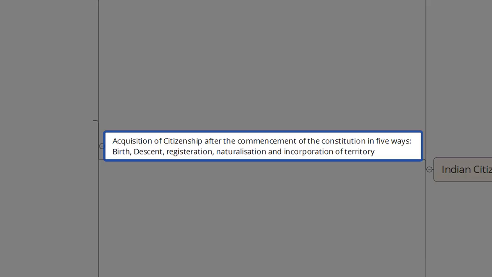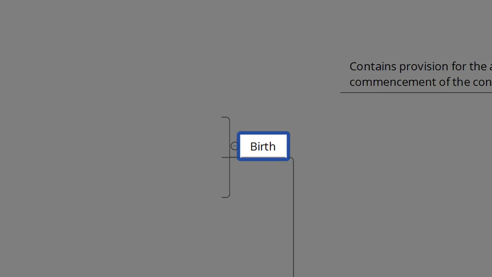So let's see in detail about the acquisition of citizenship after the commencement of the Constitution. It usually happens in 5 ways. That is birth, descent, registration, naturalization, and the incorporation of territory. Now let's see in detail one by one. So how by birth?